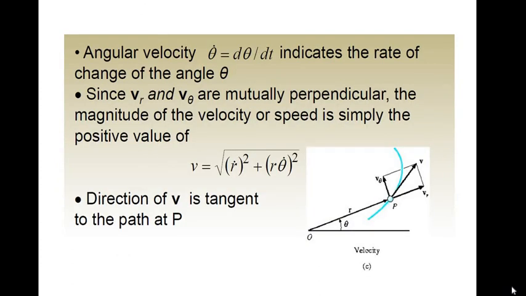Now, angular velocity theta dot is equal to d theta upon dt and indicates the rate of change of the angle theta. Since vr and v theta are mutually perpendicular, the magnitude of velocity, or speed, is simply the positive value of v, equal to the root of r dot square plus r theta dot square. The direction of v is tangent to the path at P.